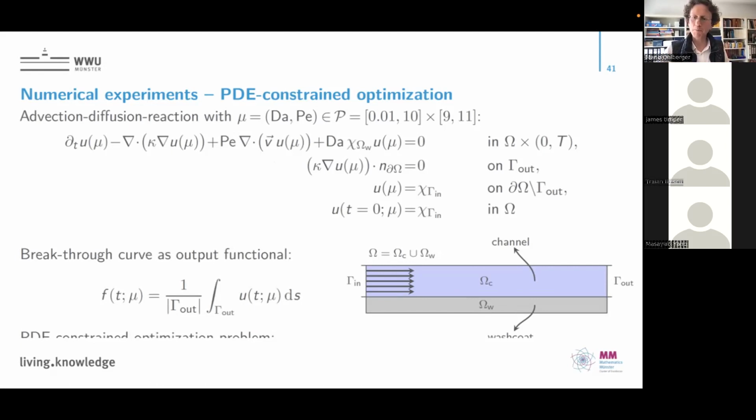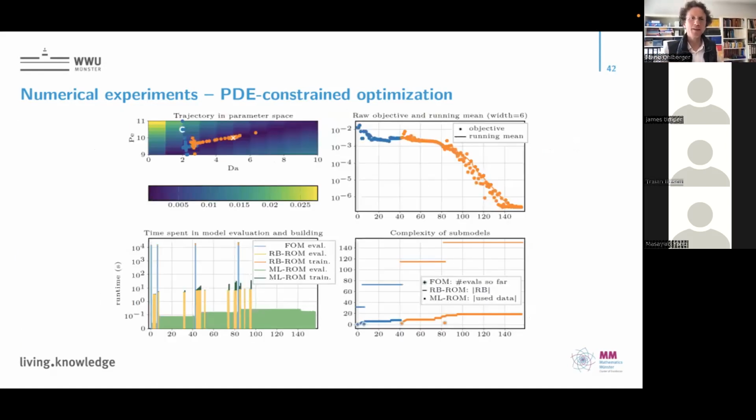So for this problem, we applied now our strategy in order to minimize the pollutant that flows out of this device. And what you should first of all see is this plot down here, where you see the number of calls for your state equation in order to solve this optimization problem, and the runtime that is used to get a solution for a particular parameter.